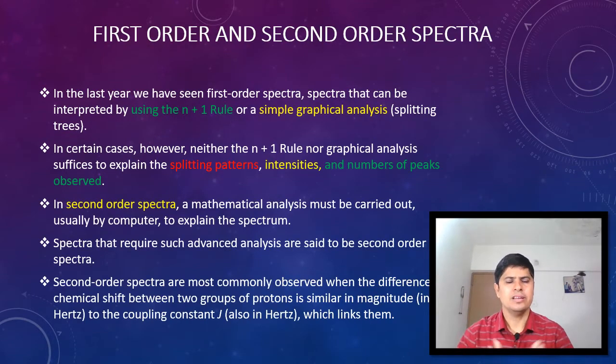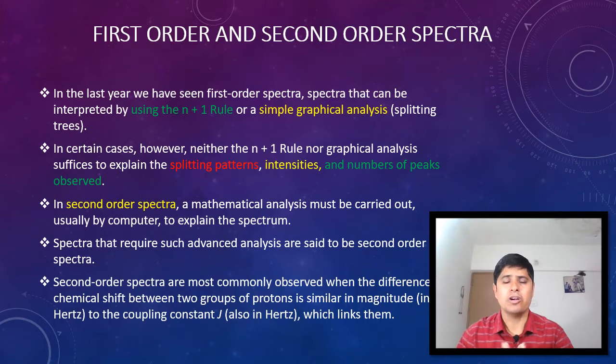Let us start with first order and second order spectra. Up to last year, we have seen many first order spectra, and these spectra can be interpreted by using the n plus 1 rule or a simple graphical analysis. We have seen many spectra that can be interpreted or analyzed by using the n plus 1 rule.